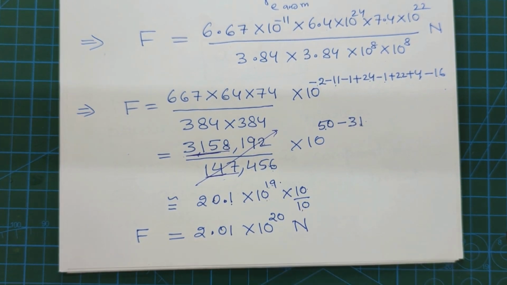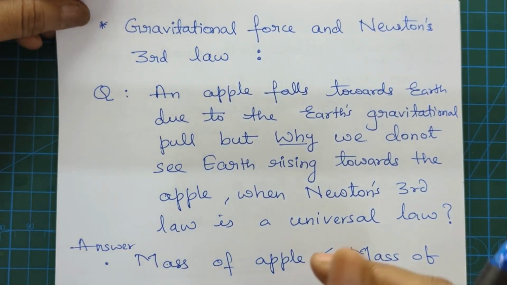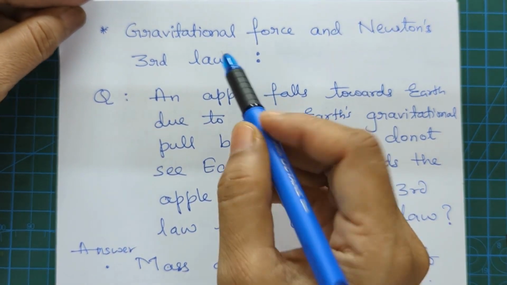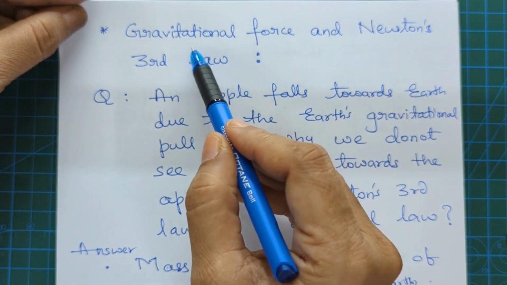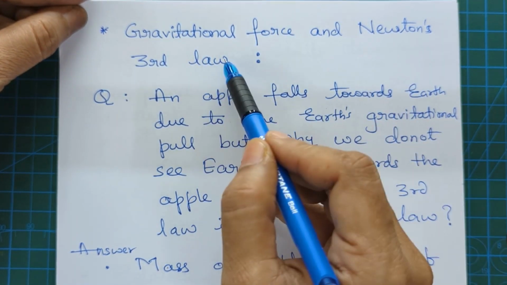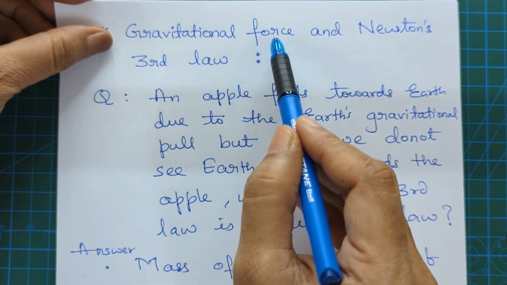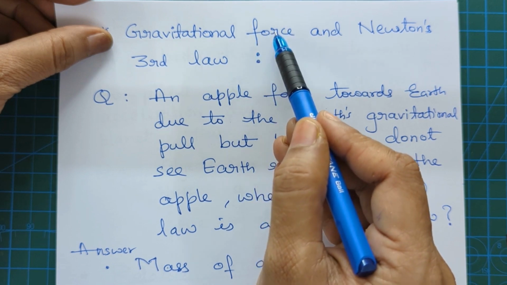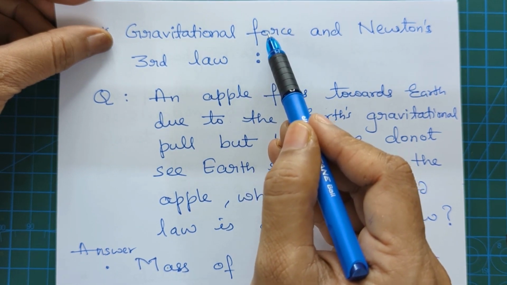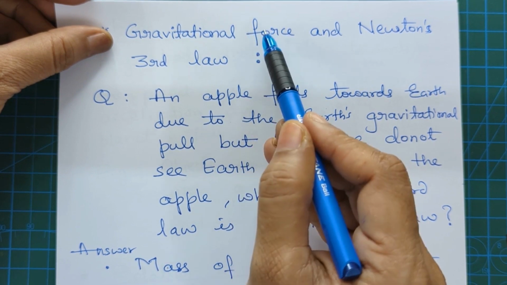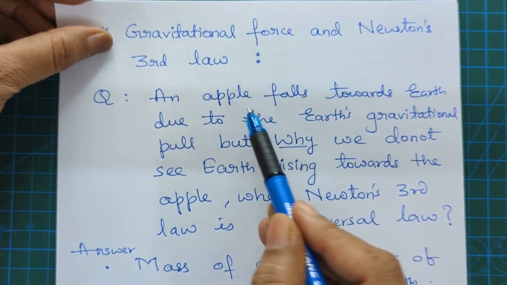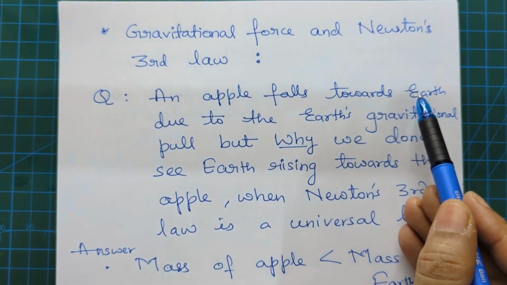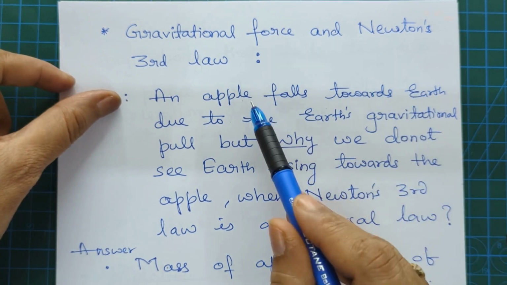20 newtons. Having learnt the applications of Newton's law of gravitation's mathematical expression, let us come to know the relation between gravitational force and Newton's third law. What do I mean? Gravitational force is the force with which any two objects having certain mass separated by some distance are attracted towards each other. Then, is it that when the two objects are of different masses, like an apple and earth, does the apple also pull earth with the same force with which earth pulls the apple?